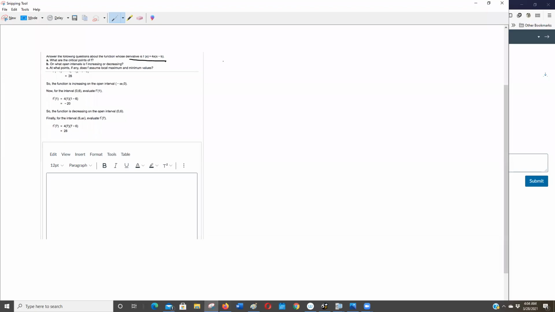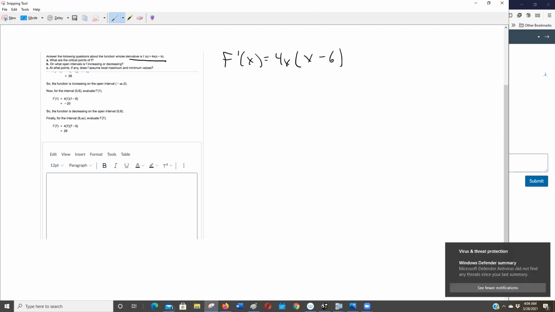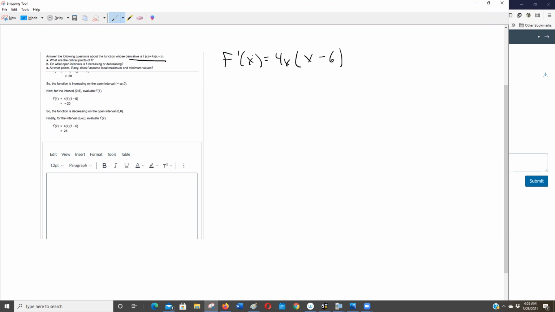Okay, so we know the derivative of the function is 4x times (x minus 6). I guess it kind of got cut off. So in the factored form, we're looking for critical values. Well, all we've seen is a polynomial, so we know there are no places where the derivative is undefined. So all we have to worry about is where that equals 0. We know it equals 0 when x equals 0. We also know it equals 0 when x equals 6.